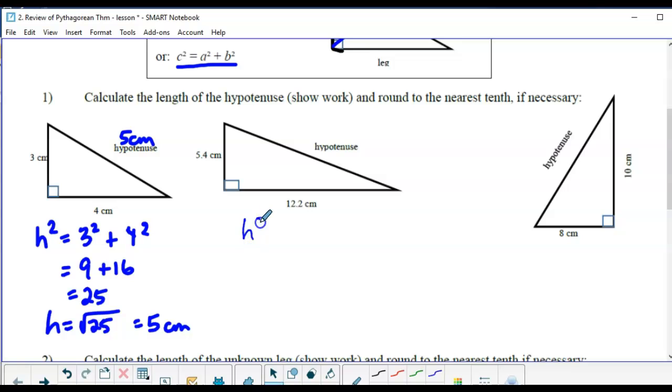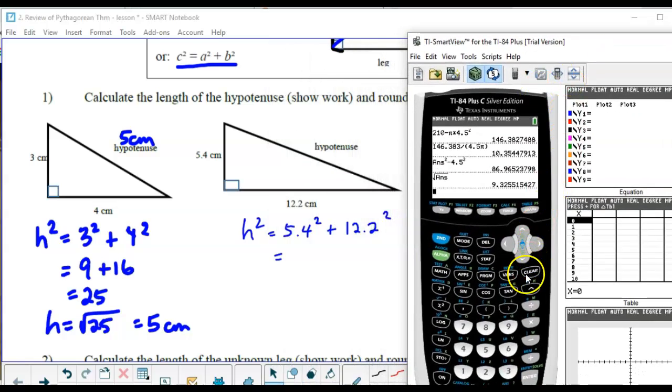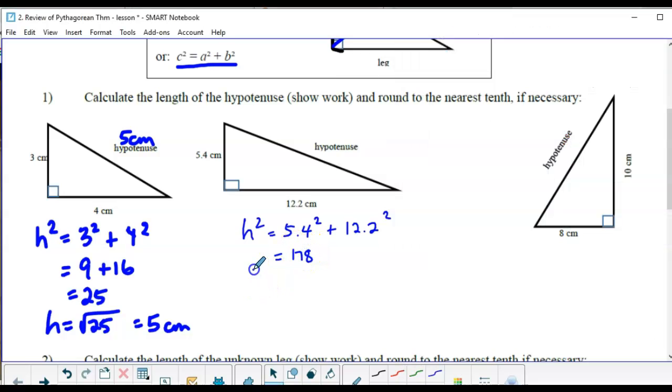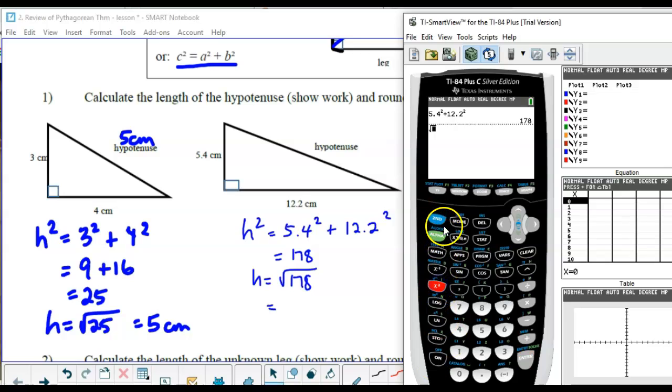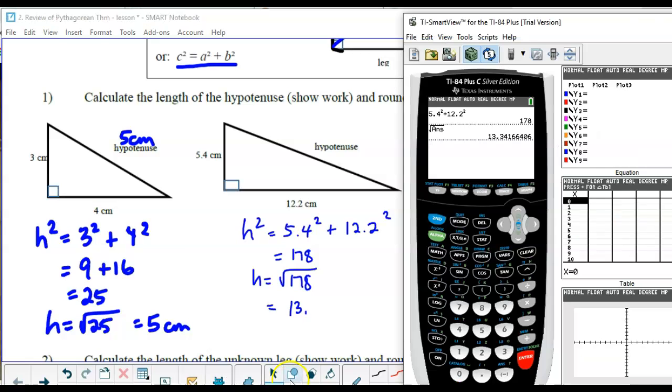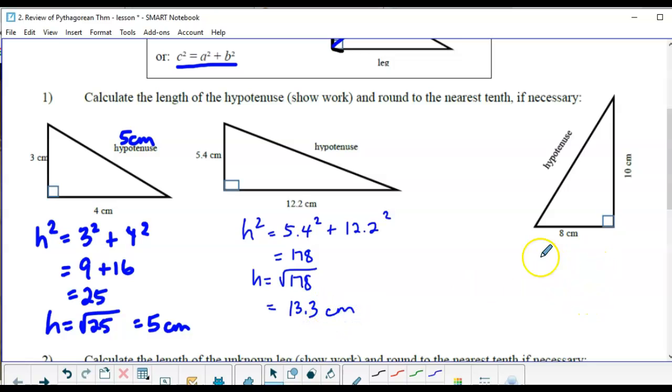Okay, so the next one, same thing. Hypotenuse squared is 5.4 squared plus 12.2 squared. So we'll use our calculator for this one. So we'll clear 5.4 squared plus 12.2 squared is 178. So h equals the root of 178. So now we go square root of that answer. If you have a graphing calculator, or some of you might just press the square root button. And 13 point, says round to the nearest tenth, so 13.3 centimeters.